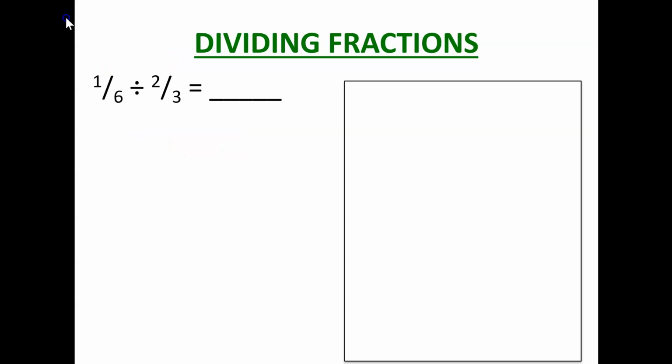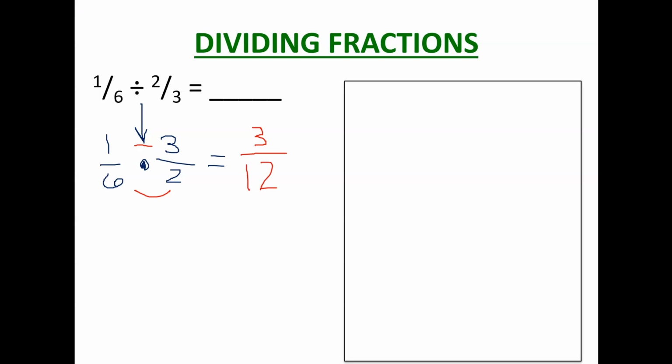How about 1/6 divided by 2/3? We keep the first fraction the same, 1/6. We change the division symbol to a multiplication symbol, and then we flip the second fraction. 2/3 becomes 3/2. Then we multiply like normal. Multiply the numerators, 1 times 3 gives us 3. Multiply the denominators, 6 times 2 gives us 12.